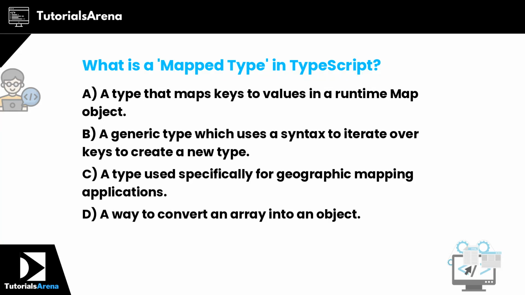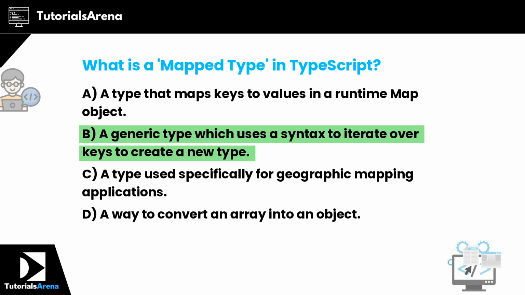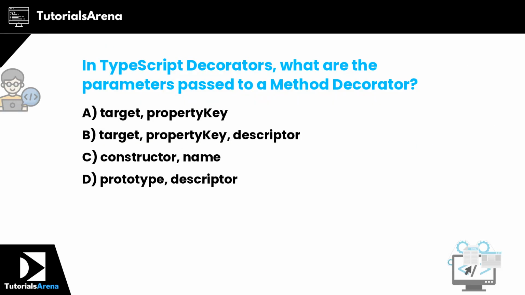What is a mapped type in TypeScript? The correct answer is option B, a generic type which uses a syntax to iterate over keys to create a new type. In TypeScript decorators, what are the parameters passed to a method decorator?